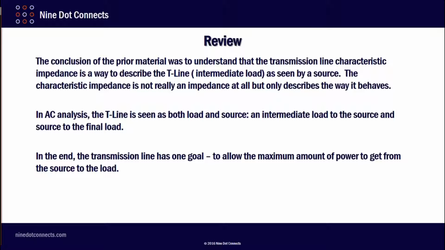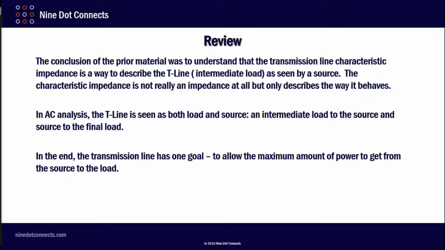In conclusion of the prior material, the thing to understand is that the transmission line characteristic impedance is a way to describe the T line as an intermediate load as seen by the source. The characteristic impedance is not really an impedance as much as it describes the way the line behaves. In AC analysis, the T line is seen both as a load and a source: an intermediate load to the source and a source to the final load.